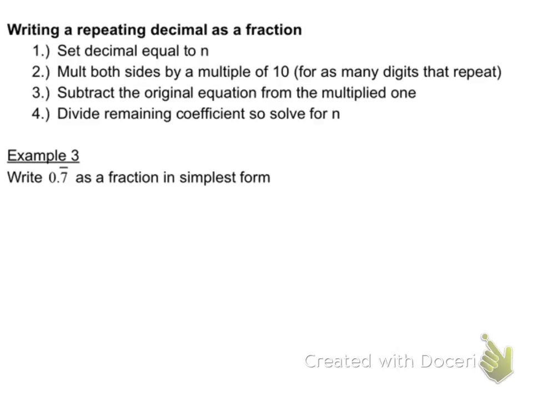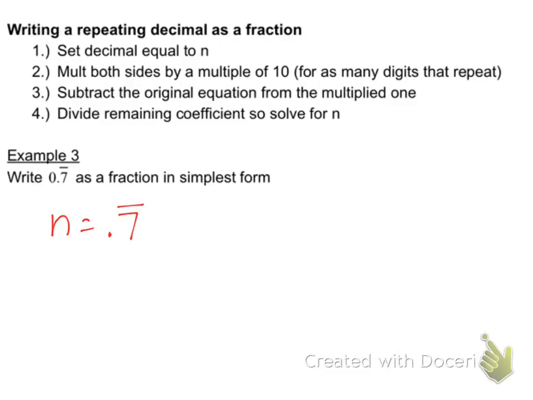Okay? Number 3, I'm going to subtract the original equation from the multiplied one. So you take your new equation and subtract the original. And the resulting equation that's left, you divide to solve for the variable, and you're done. So let's give it a try. As I said earlier, I'm going to say n is equal to 0.7 repeat.